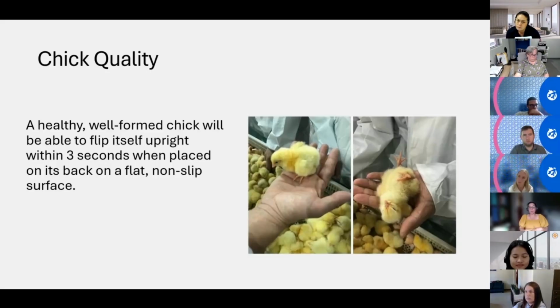Like the belly is too full, or it's so hard. Do they have a red spot in their hock, in their legs? That means that maybe there was a temperature issue in the hatchery. So that is why it's important to have some sort of measurement.